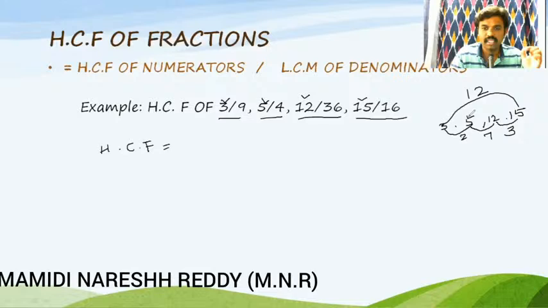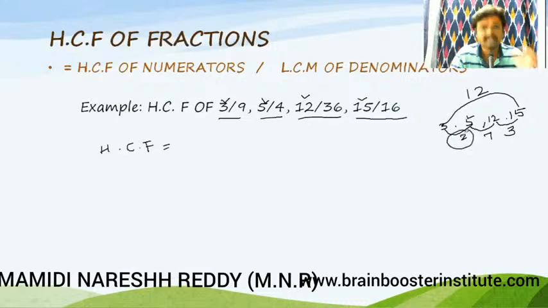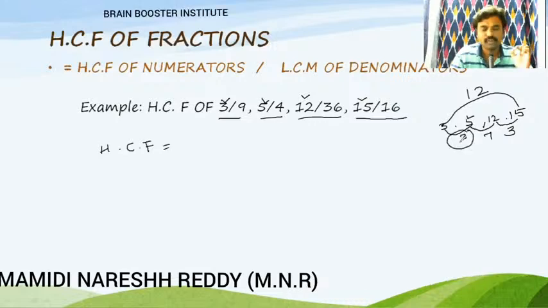Then finally, we need to take the least difference. So what is the least difference, my dear friends? 2. We have taken the least difference, that is 2, and we need to check whether that least difference is a factor of all the numbers. But 2 is not a factor of 3 and 5 and 15, but 2 is a factor of 12. Whatever least difference we select must be a factor of all the numbers.